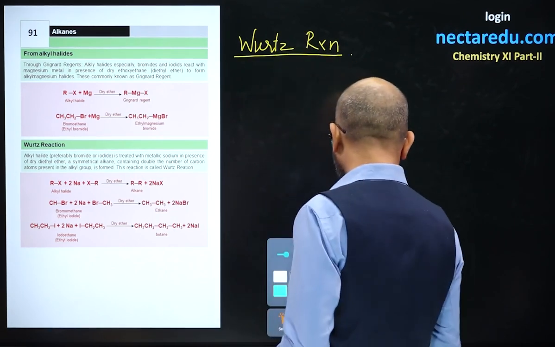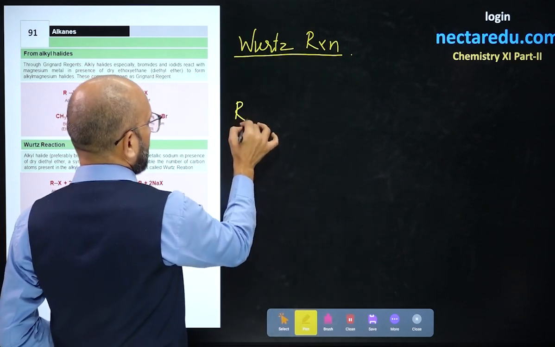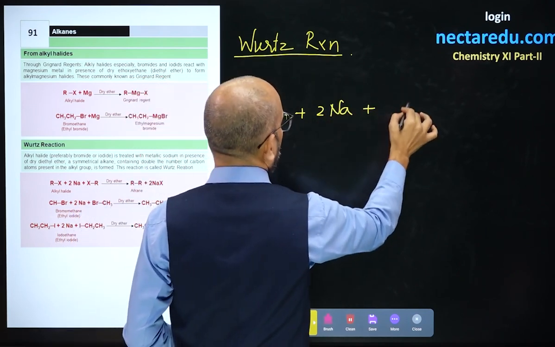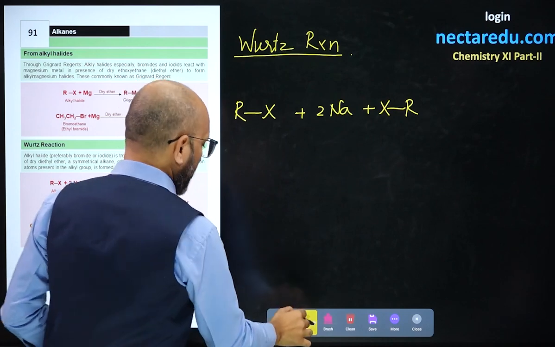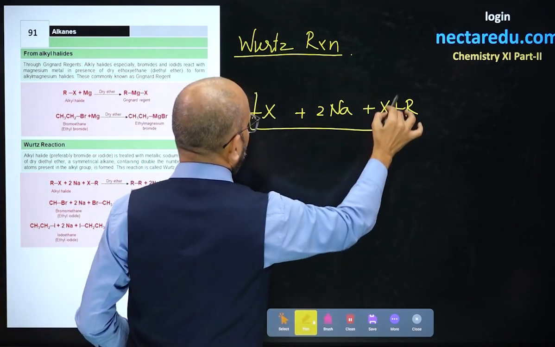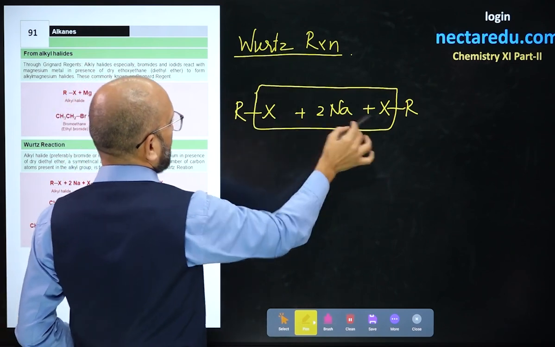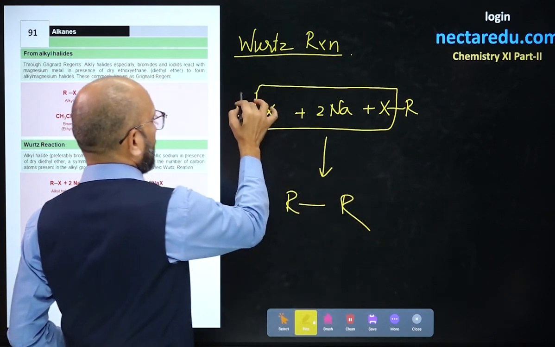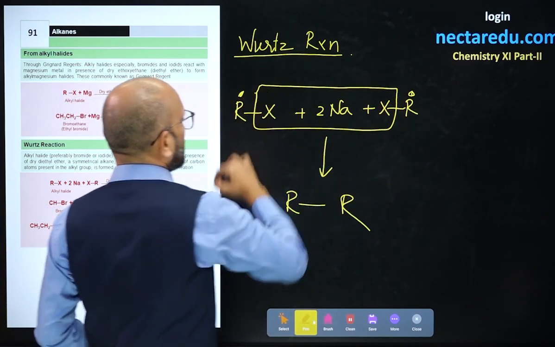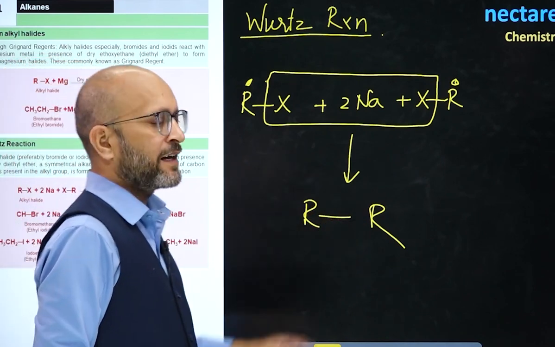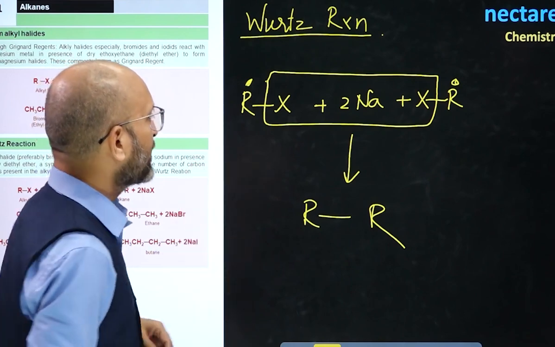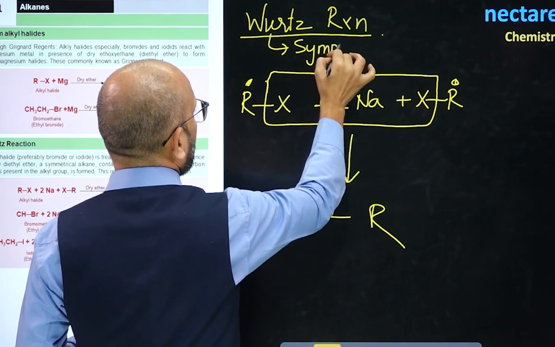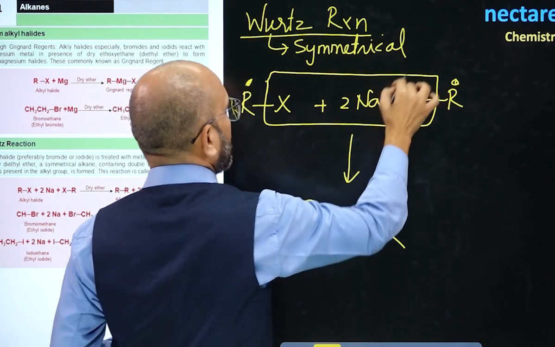Wurtz reaction. What happens? We take 2 moles of alkyl halide RX plus 2 moles of sodium, then we take another RX, and the simple mechanism happens over here. 2 moles of NaX are removed and both of these R groups combine with each other and we get the product R-R. It is a free radical mechanism where 2 R's combine with each other and form R-R, which is an alkane. So this method is very good for the formation of symmetrical alkanes. Symmetrical alkanes are formed using this method.